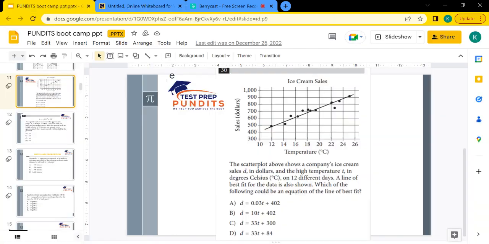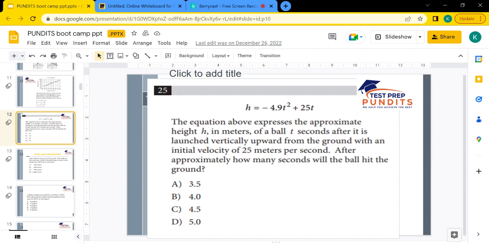Now that I've shown you how to solve this, see if you can solve this question right here. I'm going to show you how to do it in the next video.